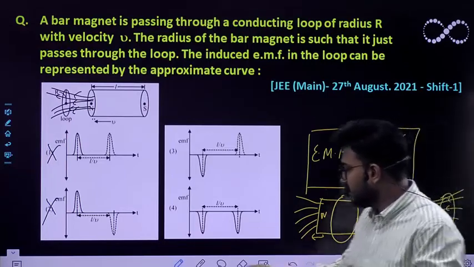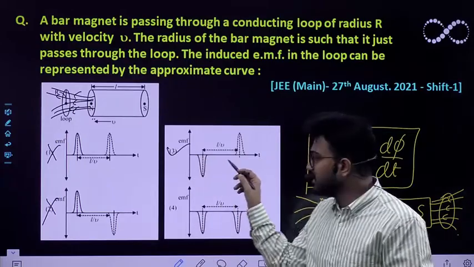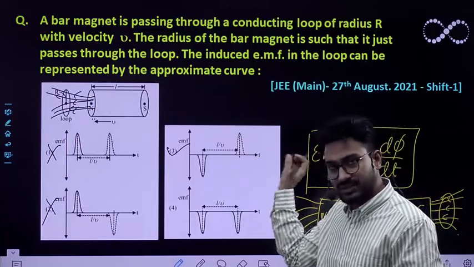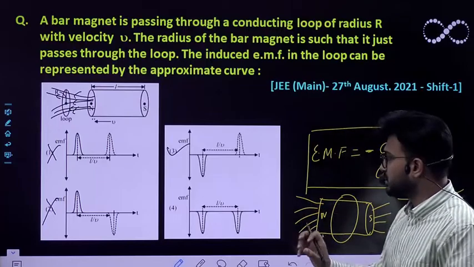So the third would be our correct option, because while leaving, the EMF is positive, while coming towards the loop the EMF was negative, and while crossing the loop the EMF is 0.